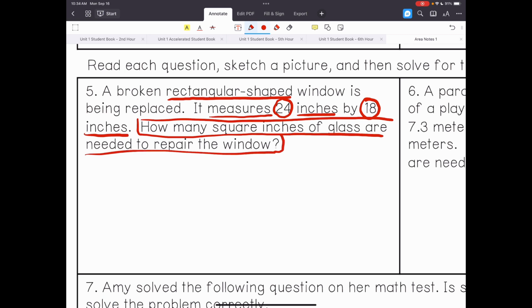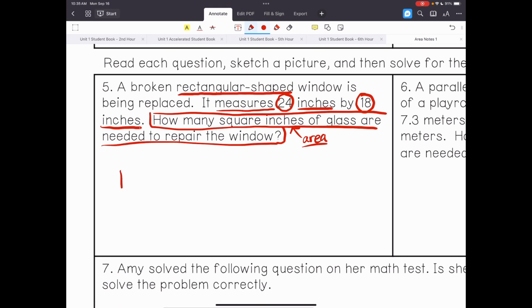Now here's the tricky part. Square inches tells me we're looking for the area. At no point does it say find the area. So you have to understand that when they ask for square units of some kind, they're implying that you're going to find the area. The next thing you want to do is sketch a picture.